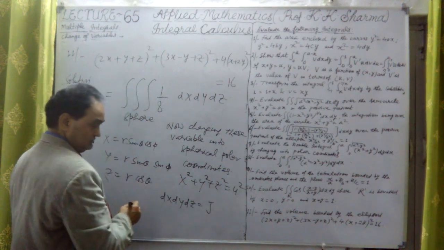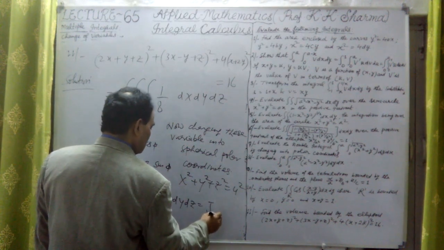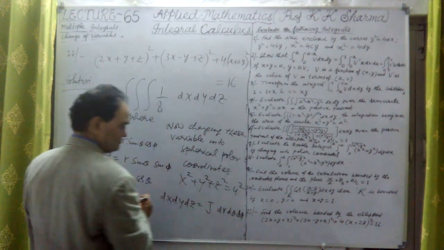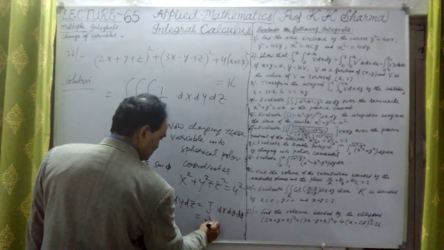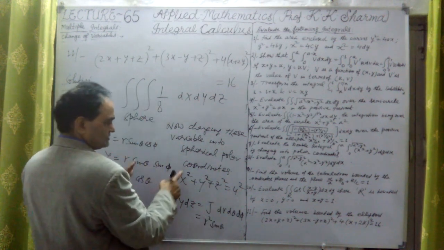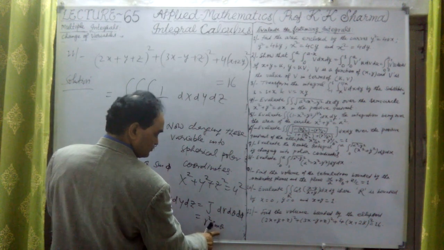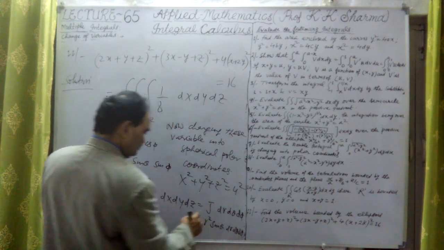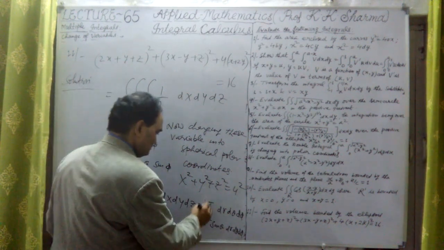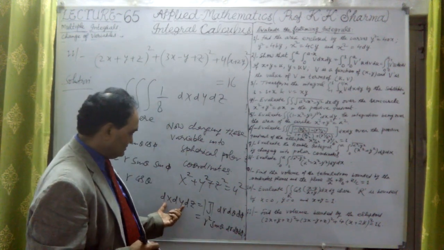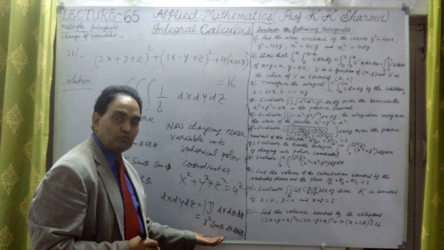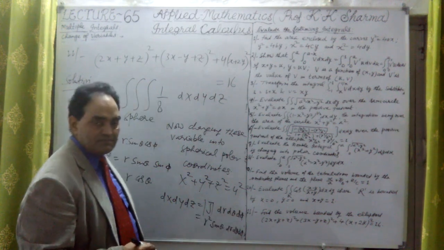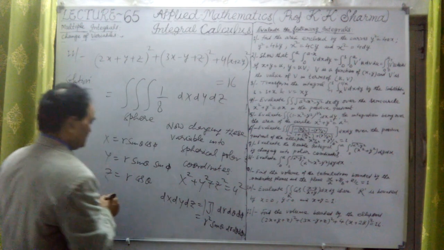See, the Jacobian comes out to r square into sin theta, with dr d theta d phi. So we have converted the capital dx dy dz into these polar coordinates. R square sin theta is the value of the Jacobian, and this is dr d theta d phi. Okay, now let me find the limits of this.